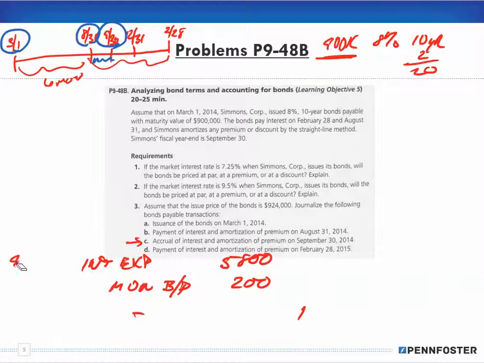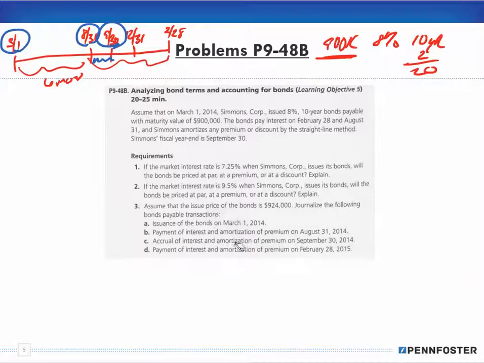Okay, so now we're down to the last entry. And the last entry is the payment of interest and amortization of premium on February 28th. So we're here on February 28th.